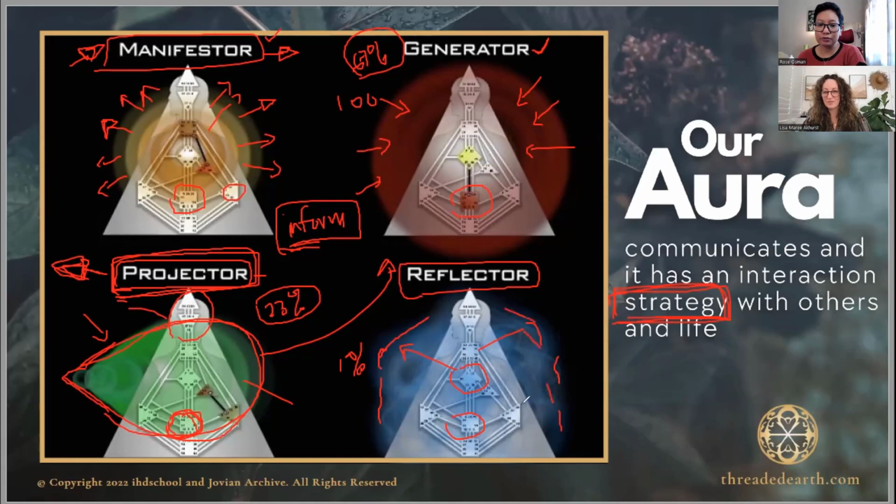So a reflector's strategy is to wait for their lunar cycle, which takes 28.5 to 29 days. And these are the moon beings. We call these the moon beings, whereas generator, manifestor, and projector, we are sun beings. Reflectors are more connected to the moon. Now, it doesn't mean they are not affected by the sun. They do, but they are most closely connected to the moon. Ra Uru Hu, the founder of Human Design, called them a cosmic police.